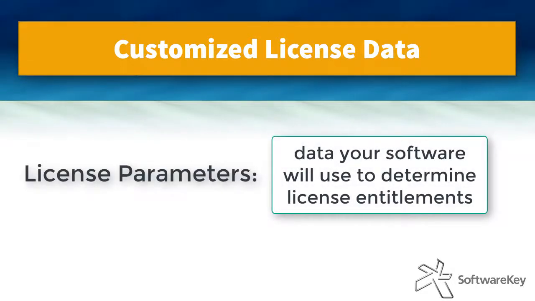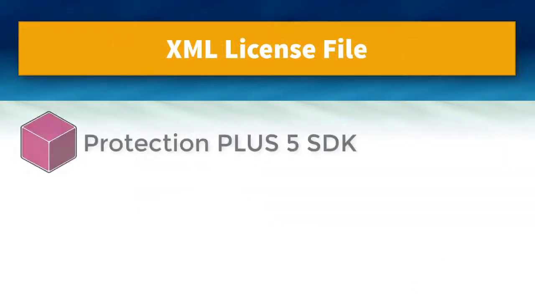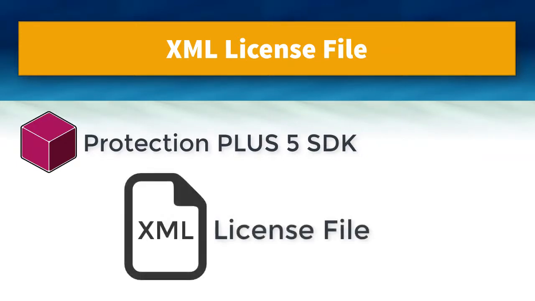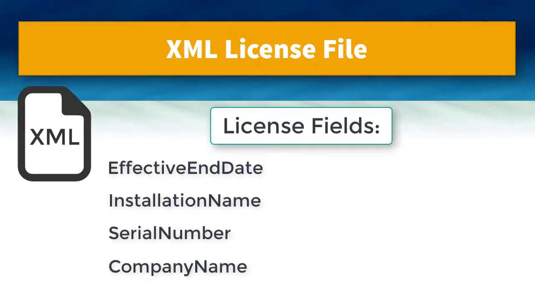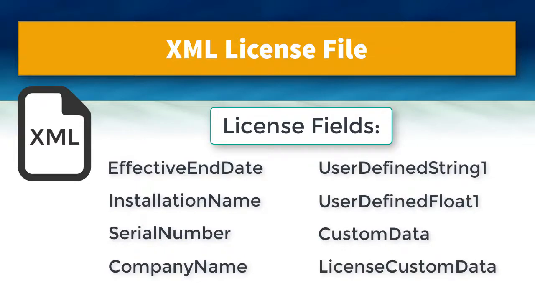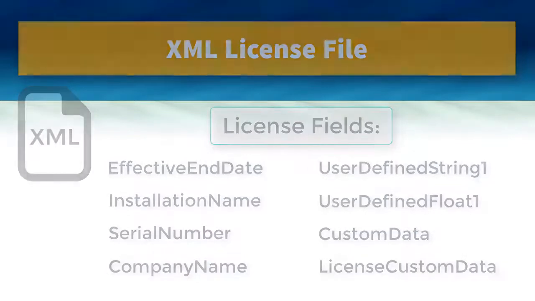There are many ways to license software applications, and the software key system has solutions to handle even the most complex license parameter requirements. The Protection Plus 5 SDK licensing client uses a highly flexible XML license file to store all license parameters. There are predefined fields for simple requirements, and there are also several ways to define your own custom license data, which I will describe and demonstrate in this video.